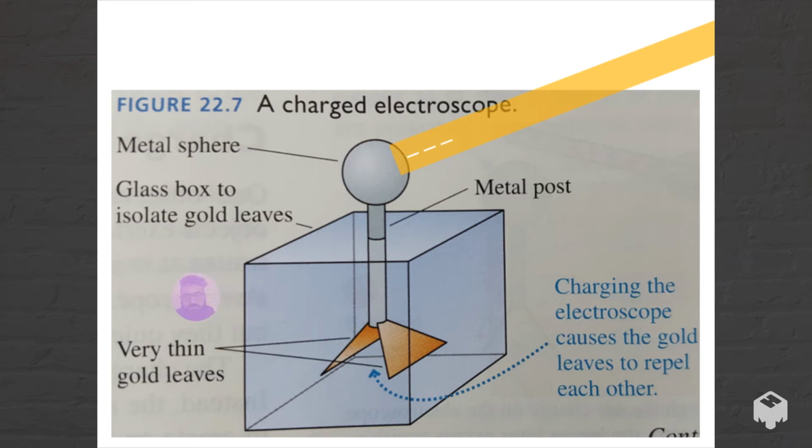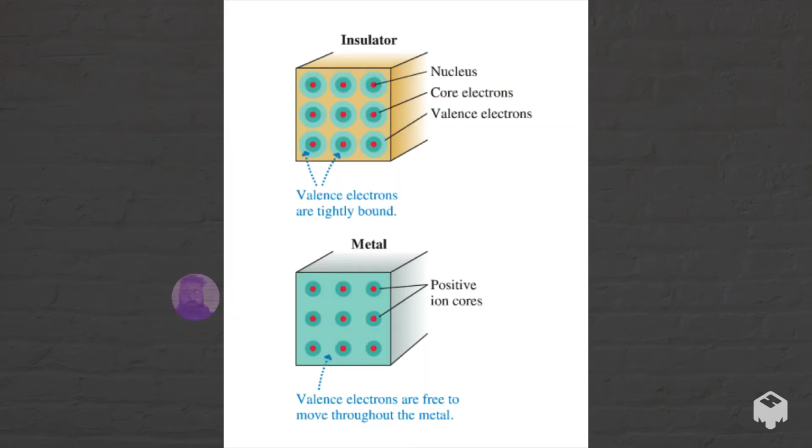Now what happens is, initially the leaves are just facing down like this, upside down, and they're touching each other. But when the charge is placed on the sphere up top, the leaves will separate. And we're going to discuss why that is. Before we do that, let's talk about what kind of properties insulators and conductors have.